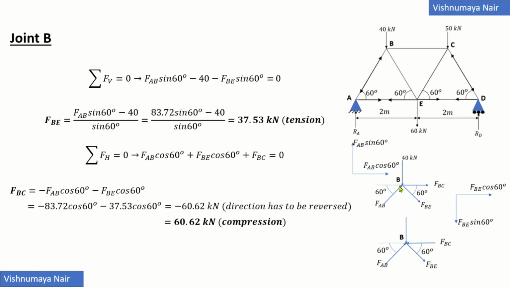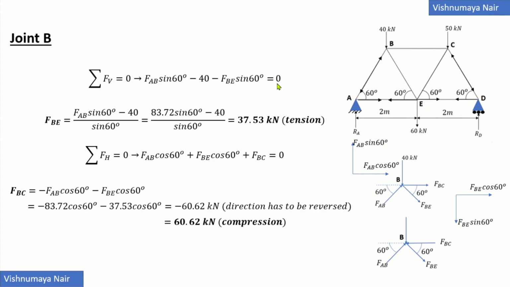Before applying the equilibrium of forces at this joint B, we will have to resolve the forces FBE and FAB into their horizontal and vertical components like this. So the horizontal component of FAB will be FAB cos 60 rightwards and the vertical component will be FAB sin 60 in the upward direction. Whereas the horizontal component of FBE will be FBE cos 60 rightwards and the vertical component of FBE will be FBE sin 60 downwards.